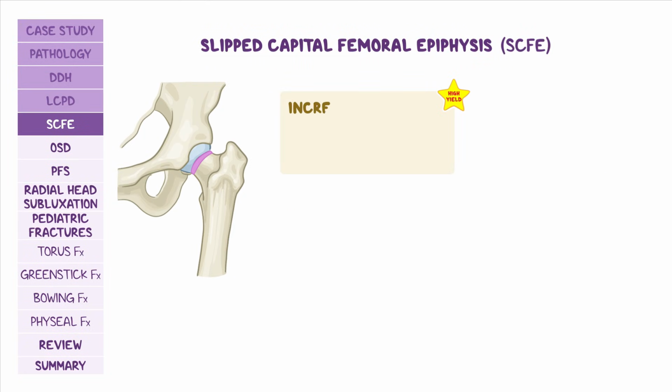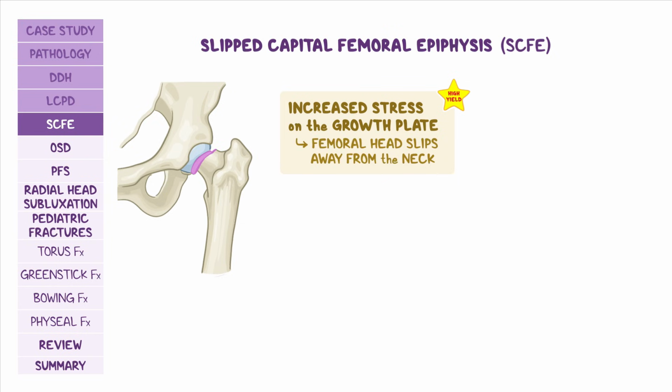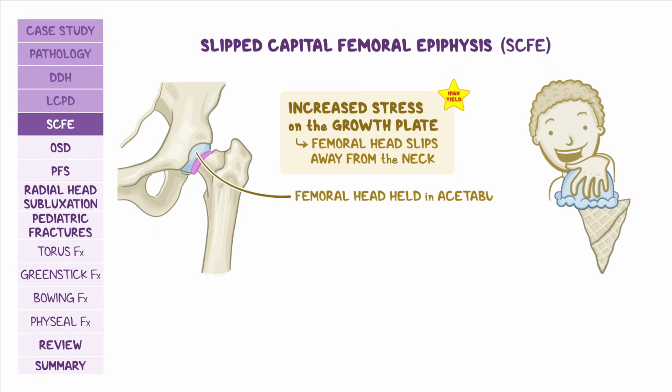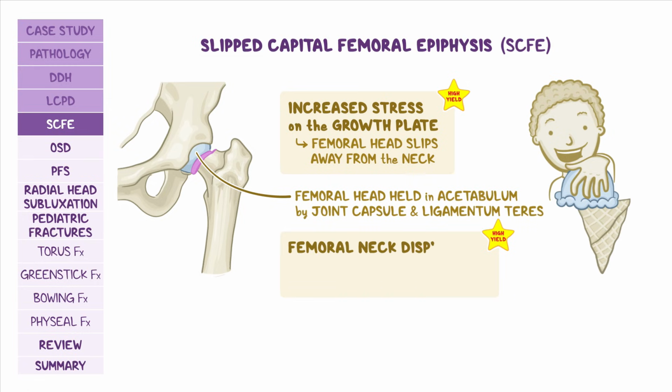In SCFE, increased stress on the growth plate causes it to break, and this leads the femoral head to slip away from the neck, just like a scoop of ice cream slipping off a cone. Now, keep in mind that the femoral head remains well held in the acetabulum by the joint capsule and the ligamentum teres. So the movement happens at the femoral neck, which gets displaced anterolaterally and superiorly, and this is actually high yield.